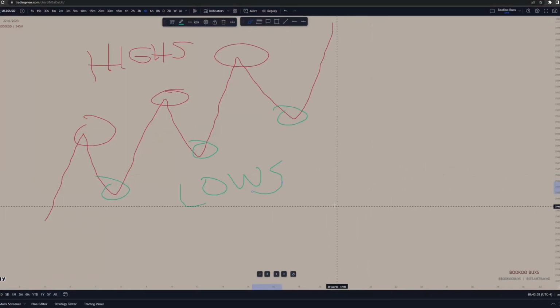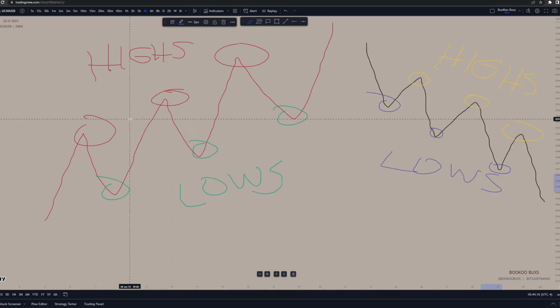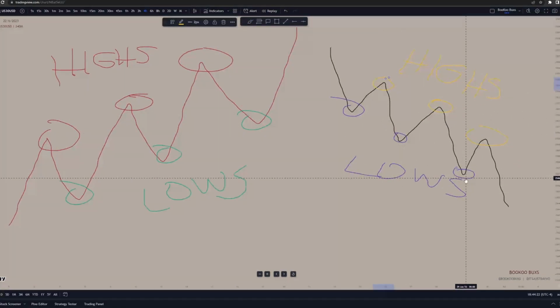So when I'm drawing this for you, maybe let me do it the opposite, it might help out a bit more. I did draw the uptrend. I'm also drawing the downtrend now, but you see on the downtrend, these would be the highs and these would be the lows. The lows are at the bottom, the highs are at the top. Does that make sense? Yeah.